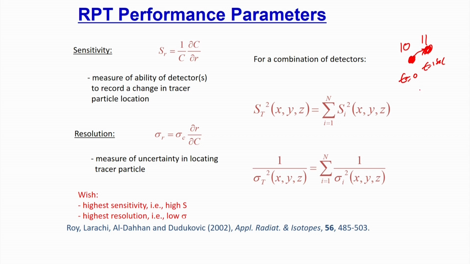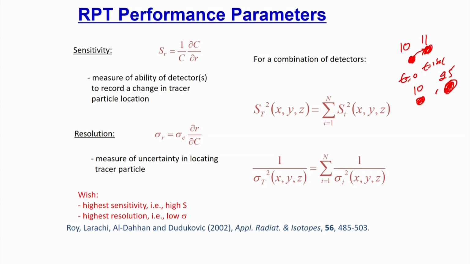So, what you want is a difference like this. This is particle 1, and it now moves here, this is particle 2. Here the count was 10, here it was say 25. So, there is a significant difference in the count you have achieved by moving the particle from one location to another location, and that is called the sensitivity of the measurement. So, it is defined as the sensitivity, the change in the count recorded with the change in the position of the tracer particle.